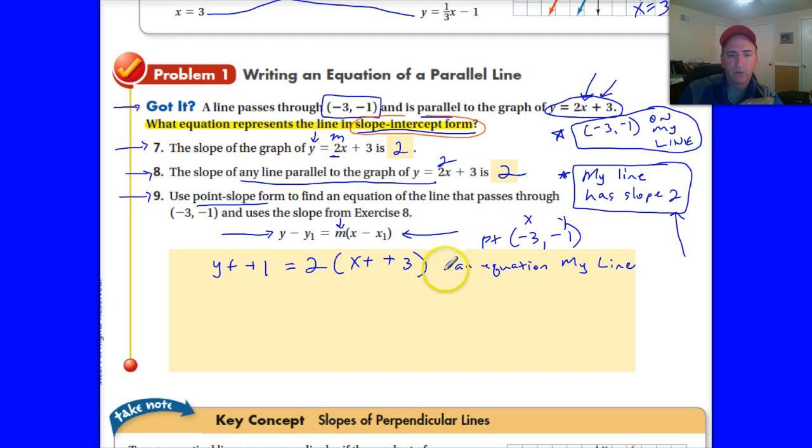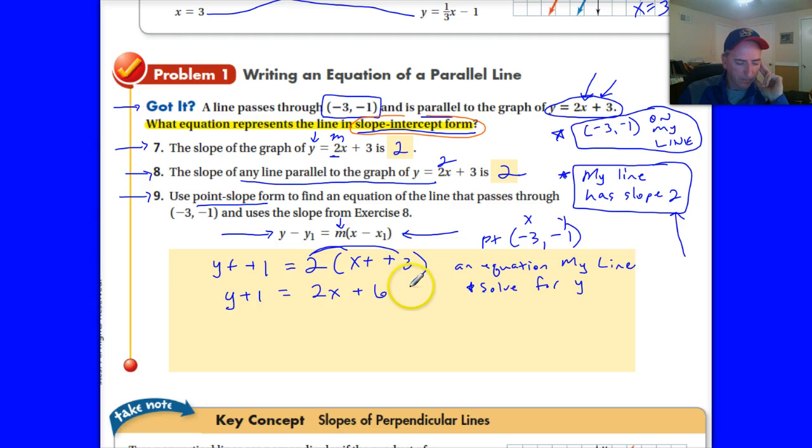We need to solve for y. Right, solve for y. We have to isolate y. So we need to distribute the 2. Before we do anything, we have to get rid of parentheses. So I have y plus 1 equals 2x plus 6. I distribute 2 times x is 2x. 2 times 3 is 6.